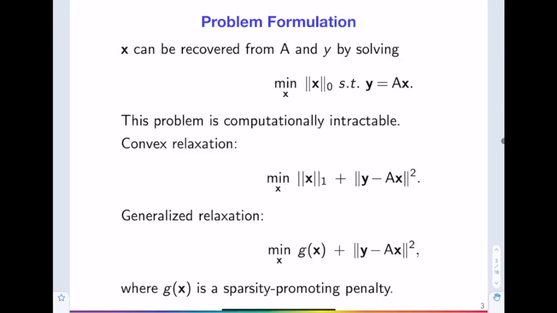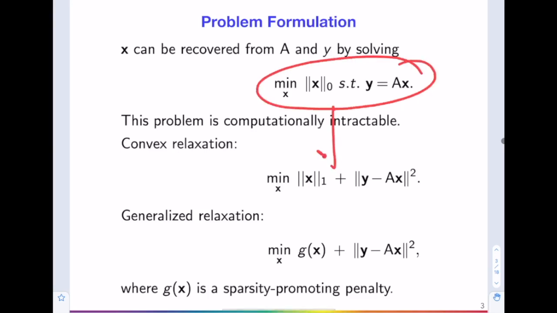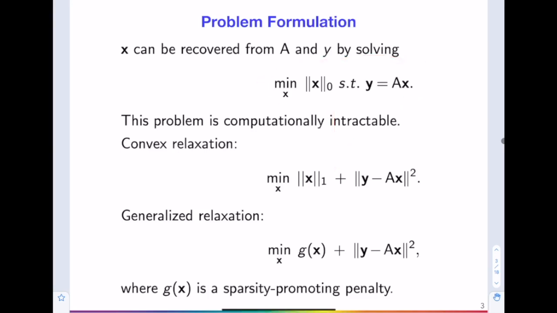So for practical purposes, this problem can be relaxed into a convex program, that is minimizing the one norm of the recovery vector, and at the same time we allow for some noise to creep in the observations. So we would be minimizing the L2 loss of y minus Ax along with the L1 norm of the recovery vector, and this L1 norm promotes sparsity, and that can be replaced with a general sparsity promoting penalty, which can be convex or non-convex.